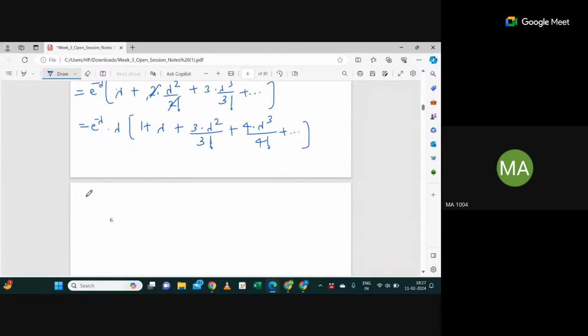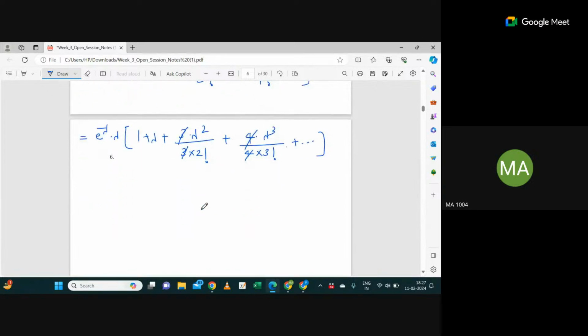Now, e raised to minus lambda into lambda, if you look a little carefully, so 3 into lambda square, this 3 factorial I can write as 3 into 2 factorial, plus 4 into lambda cube divided by 4 into 3 factorial. Yes or no? So from here, 3 will get cancelled out, 4 will get cancelled out. So e raised to minus lambda into lambda will be 1 plus lambda square by 2 factorial plus lambda cube by 3 factorial plus so on.